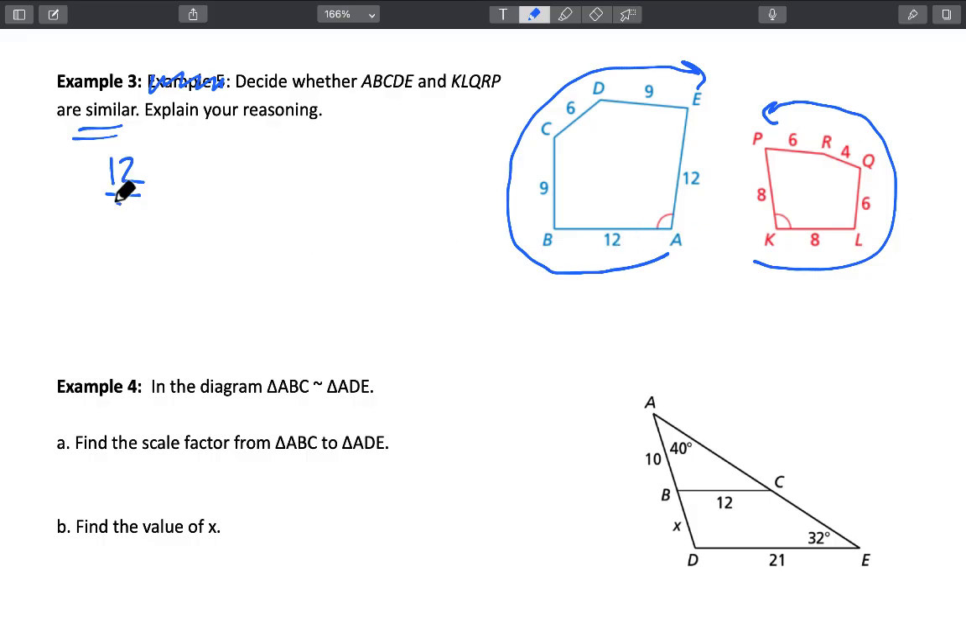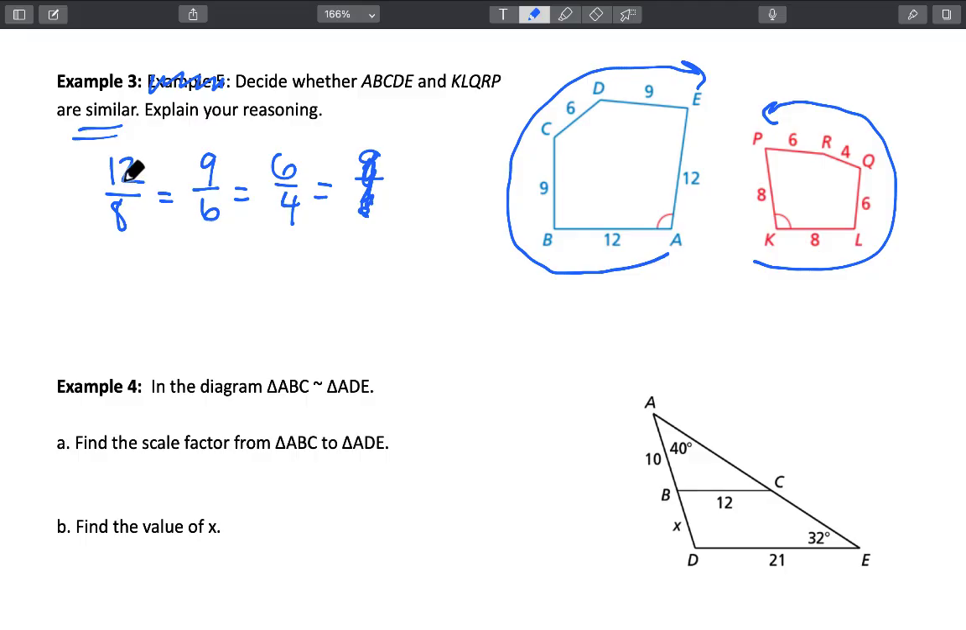We've got 12 over 8 should be proportional to 9 over 6. And that should be proportional to 6 over 4. And that should be proportional to 9 over 6 again. And then finally, our last side here would be 12 over 8, which we already have. So really, we just need to make sure that these three ratios are all equal to each other.